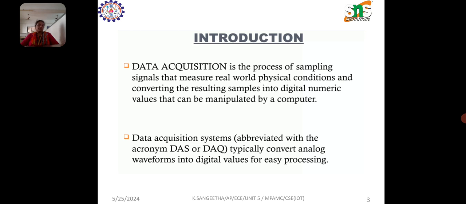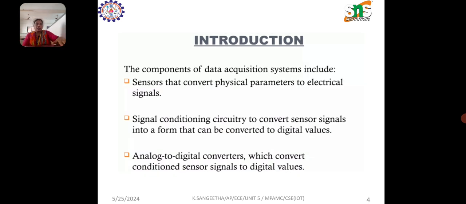Data acquisition is the process of sampling signals that measure real world physical conditions and converting the resulting samples into digital numeric values that can be manipulated by a computer. So the data acquisition system typically converts analog waveforms into digital values for easy processing. The main components of a DAQ are sensors, signal conditioning, ADC, multiplexer, data acquisition hardware, computer or embedded system, and DAQ software. The sensors convert the physical phenomena into measurable electrical signals.